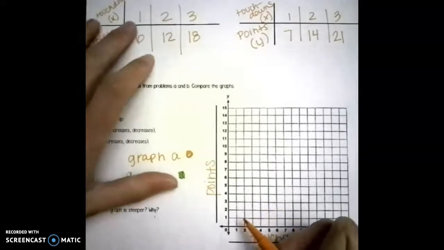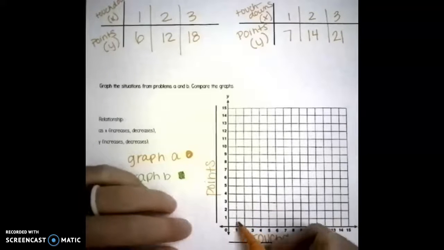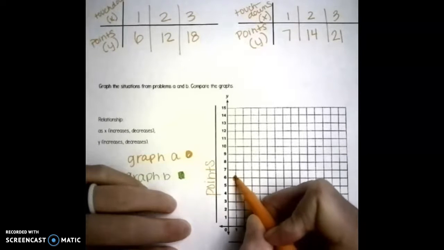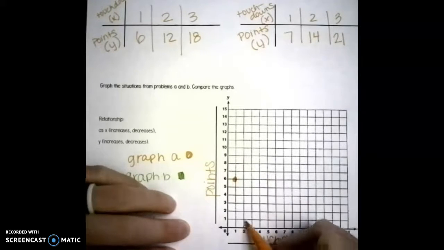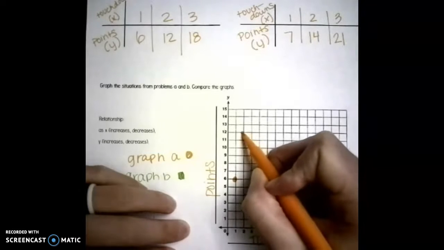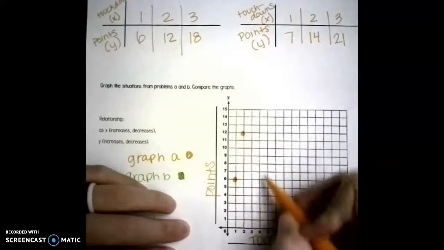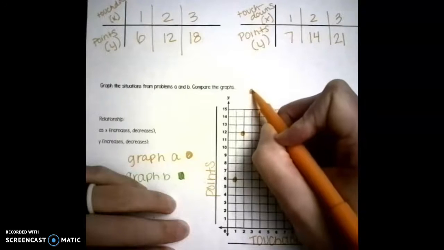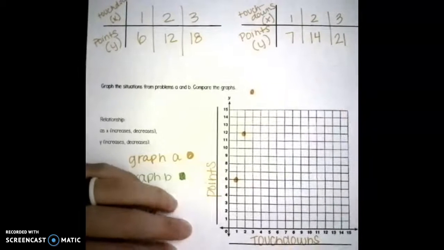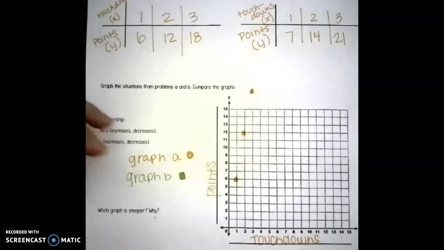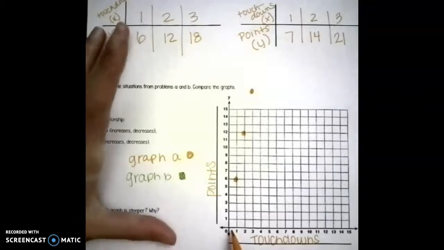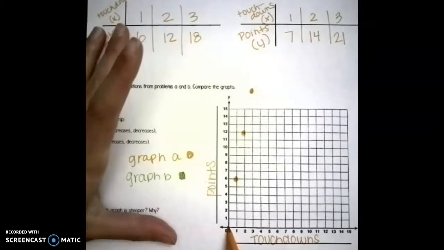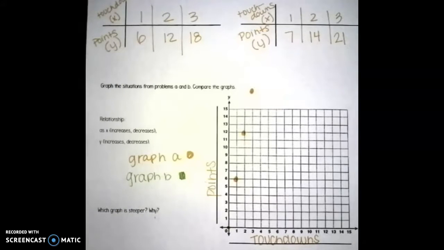All right, so let's go ahead and let's graph A. So in graph A, if x is 1, that means I'm going to come up to 6. If x is 2, I'm going to come up to 12. X is 3, I would come up to about 18. Sorry, guys, we're going to go off the graph a little bit. And, guys, here's the thing. If I made no touchdowns, how many points would I have? 0. So I made 0 touchdowns, 0 points. So we know this is a proportional relationship, right?